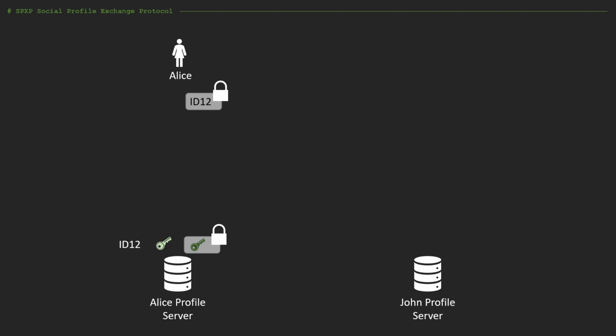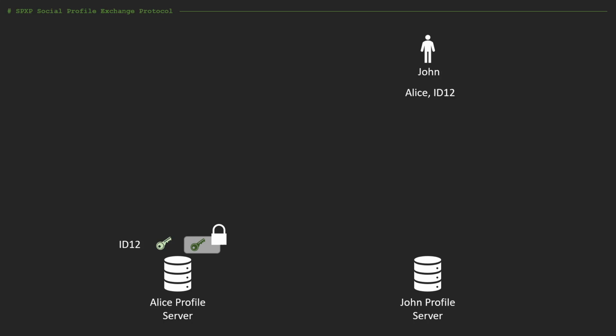Alice then creates a connection request message for John containing this unique ID and encrypts this message with John's public key. Then she sends this message to John's profile server. And here the server does not know who has sent this package or what it contains. And then when John becomes online, he finds this package on his server, and now John is able to decrypt this message with his private key, which resides well protected on his mobile device.